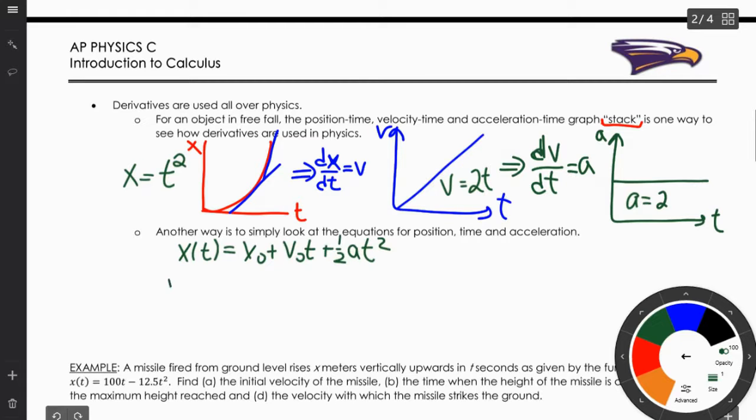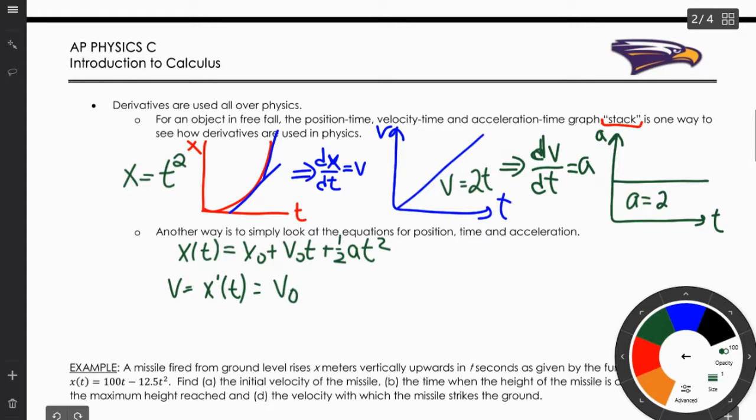So we know that velocity is the derivative of position, right? So if I take the derivative of the position function, look what happens. This is a constant, so that's 0. I'm not going to write it. This is to the first, that just becomes the constant.